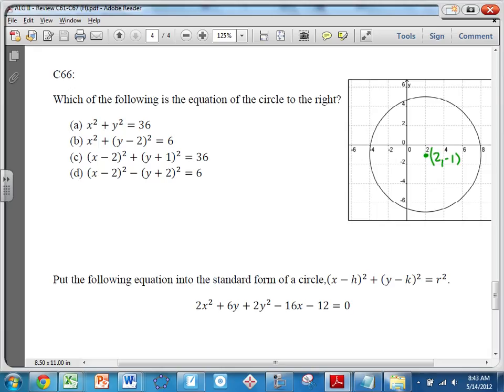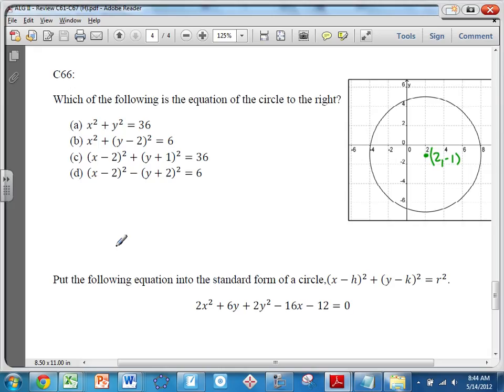Okay, 2, -1, that's the center. Now, if the center is at 2, -1, what do I know about this problem? What must it look like right away? If it's at 2, -1, what can I do about the H and K parts? You know that y must be plus 1 in the equation.